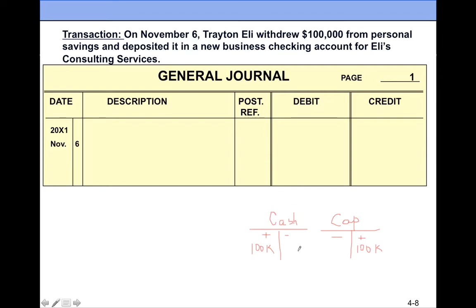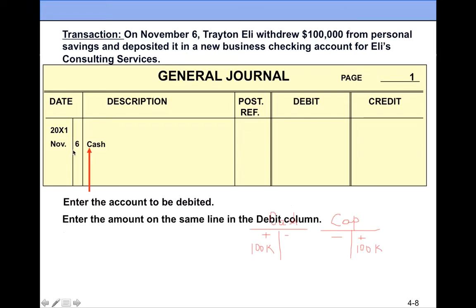I have this, so all I do right now is transfer it to the journal. So which account do I debit? Cash. I list the account that I debit first at the margin. Look, I do not indent, I do not tab. I enter it at the margin, cash, and then on the same line, we enter the amount, $100,000. So we take this cash, guys, and debits always go first. You list the account that you debit first. If you have multiple accounts to debit, you list all of them and then credits.